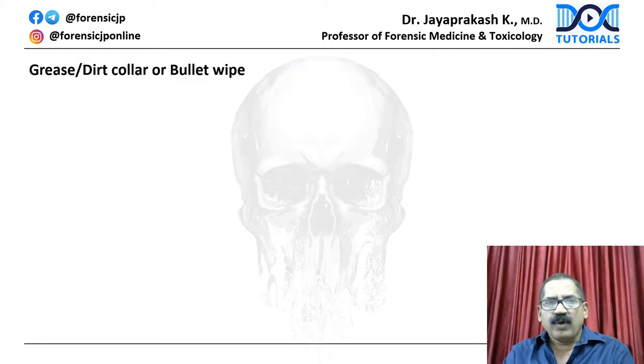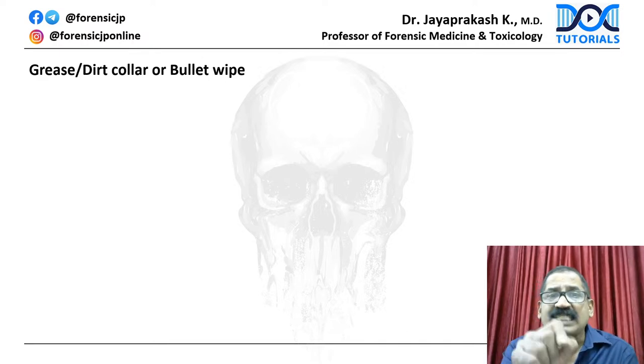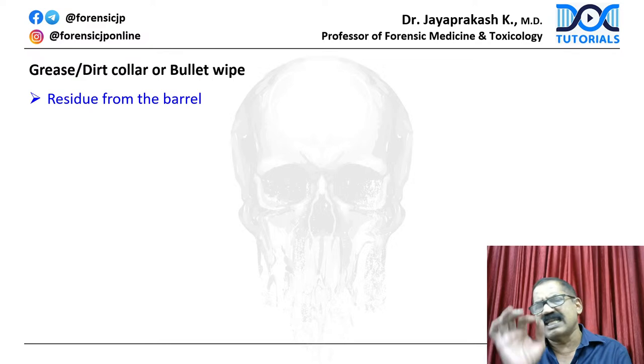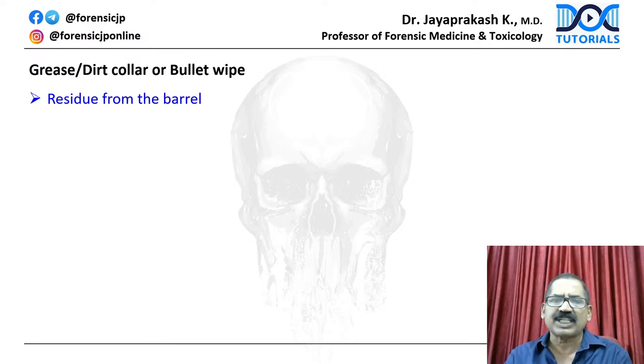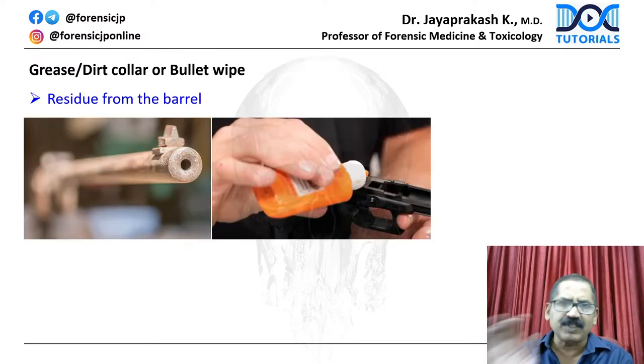Now, grease collar. Grease collar is also known as dirt collar or bullet wipe. In an AIMS exam once, they used the word bullet wipe. What is this bullet wipe or dirt collar or grease collar? Look here. It is the residue from the barrel. What do you mean by residue from the barrel?